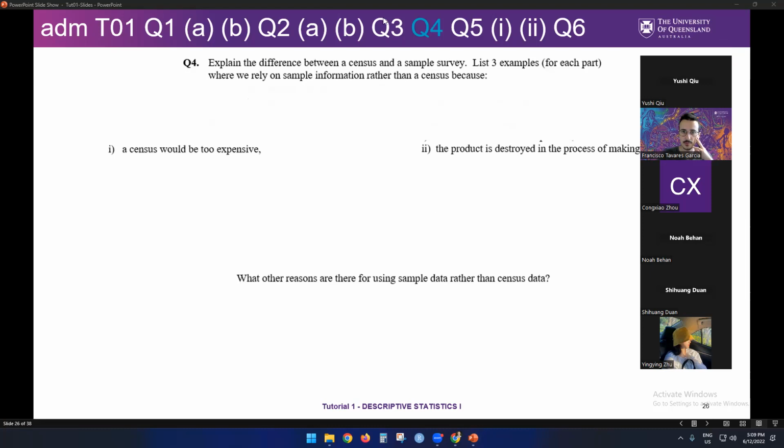Where I'm moving my mouse? Maybe not, maybe don't. Amazing. You know what? Thank you. So you can see where my mouse is.